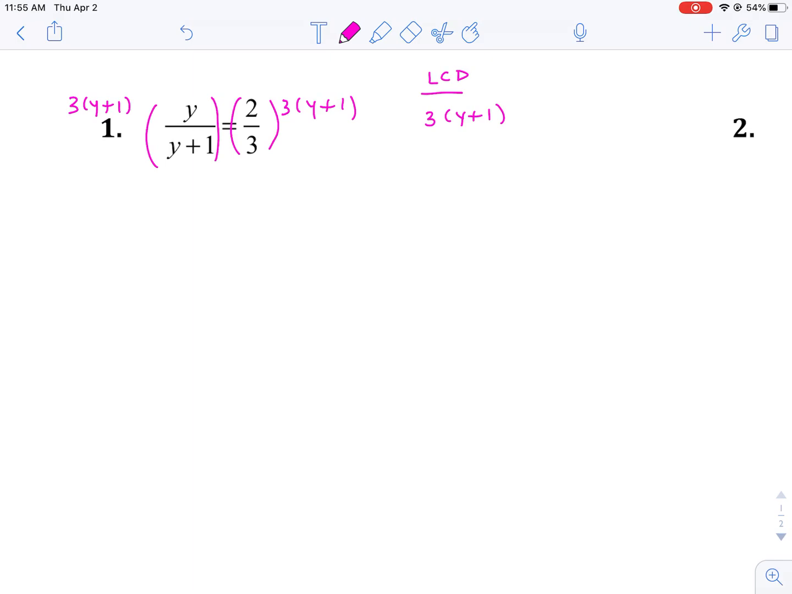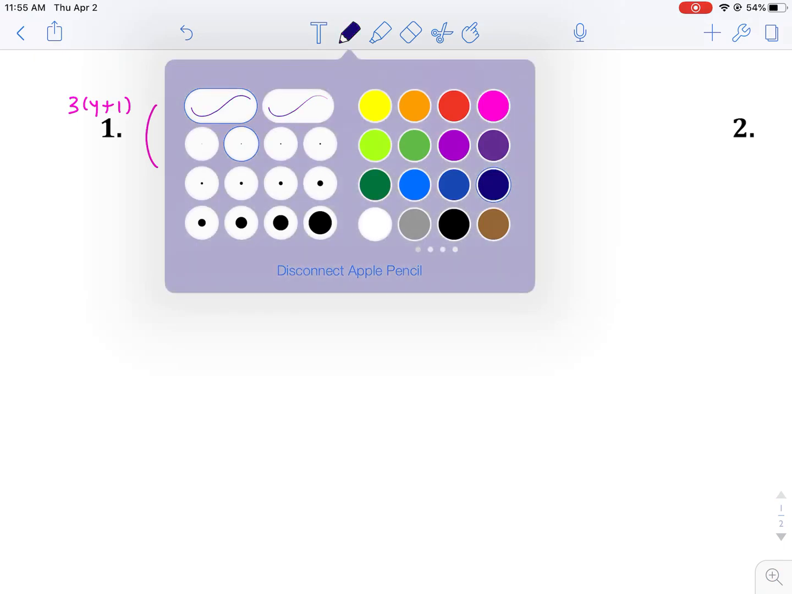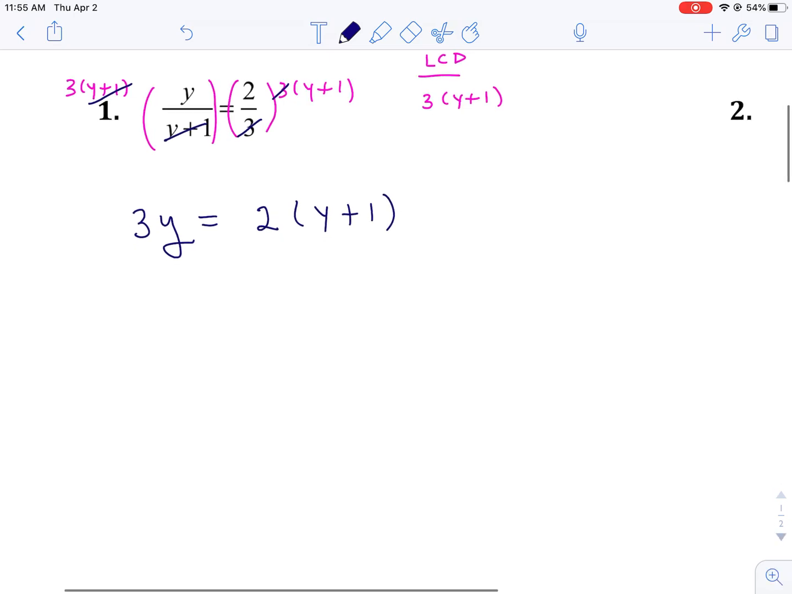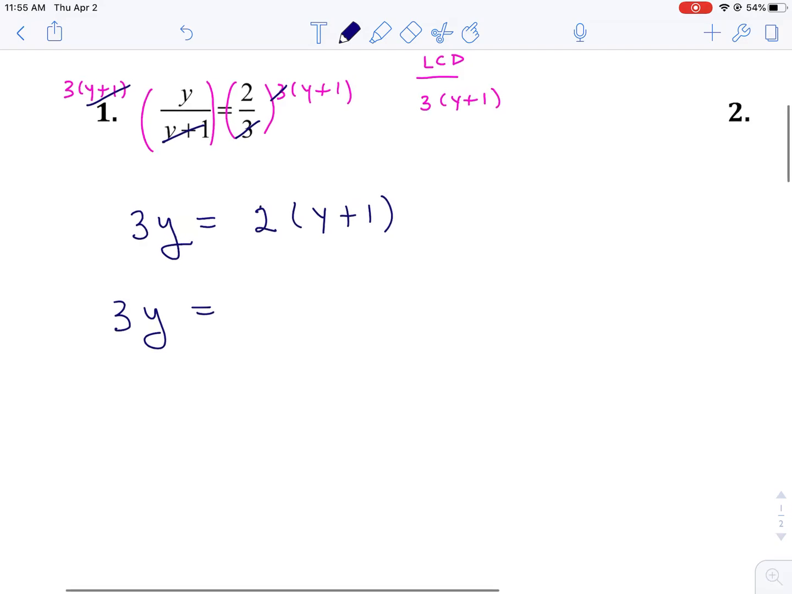So the whole goal in math here is to get rid of these denominators. Nobody likes denominators. Okay, so on the left side you could see the y plus 1's clearly cancel out, and I'm left with a 3 and a y, that's 3y. On the right, the 3's cancel out, and I'm left with 2 times the quantity y plus 1. And now I'm back to algebra 1, easy stuff, right? 3y on the left, 2 times y, and 2 times 1 is 2 on the right.